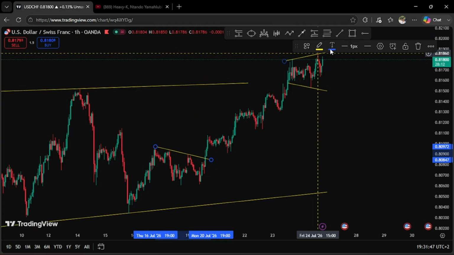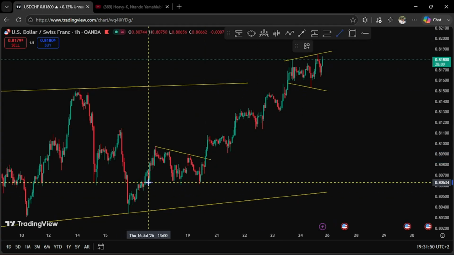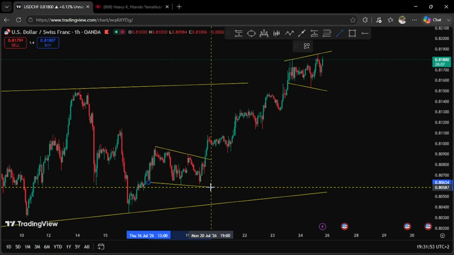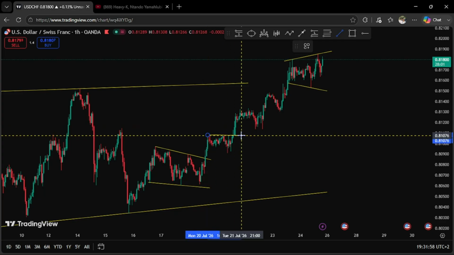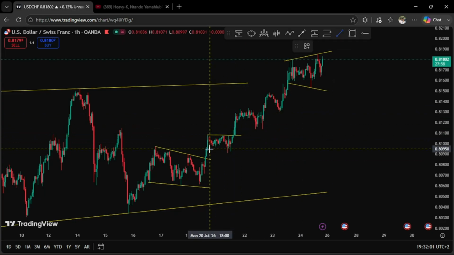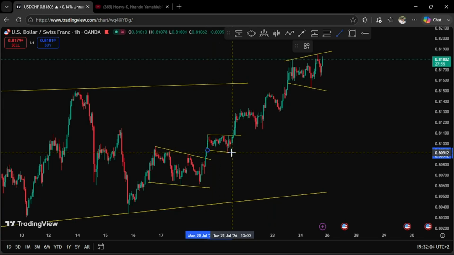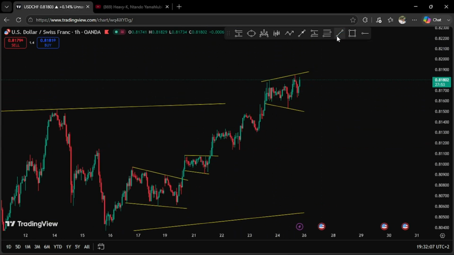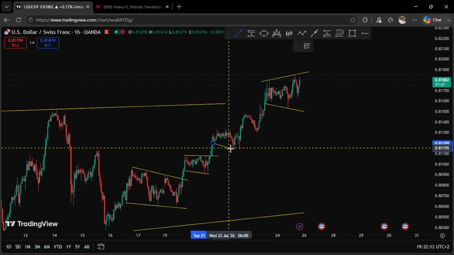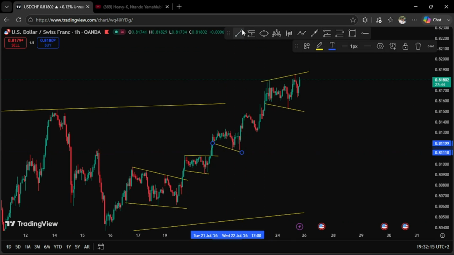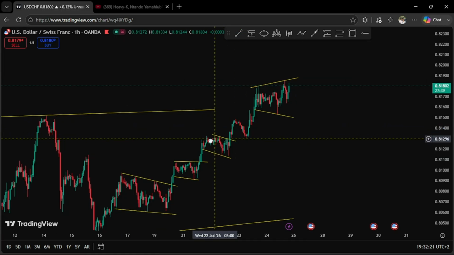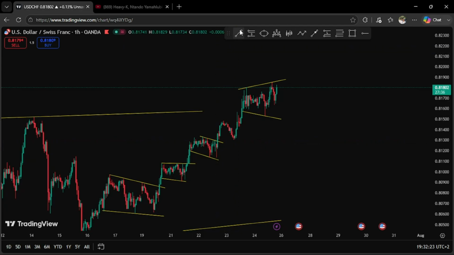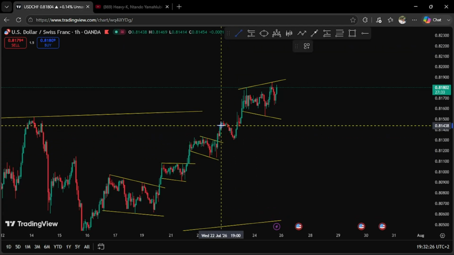I'll only draw one. You see, 1, 2, 2 touches, and then here we had another, another here, another here, another here. See how the market is moving. Sorry, guys. Then we had another here. So this one would be drawn something like this, another here. Then we had this one also. So these are kind of the steeper flags.